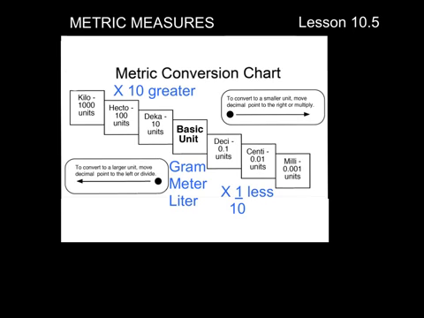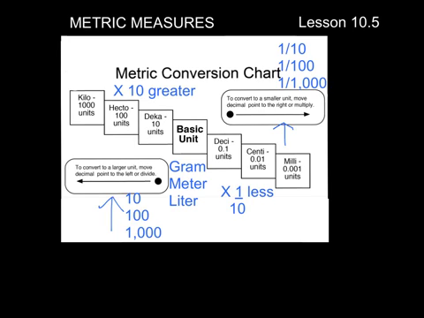As we can see, to convert to a larger unit, we can move the decimal point to the left, or divide by 10, 100, or 1,000. In the meantime, to convert to a smaller unit, we can move the decimal point to the right, or multiply by 1/10, 1/100th, or 1/1,000th.